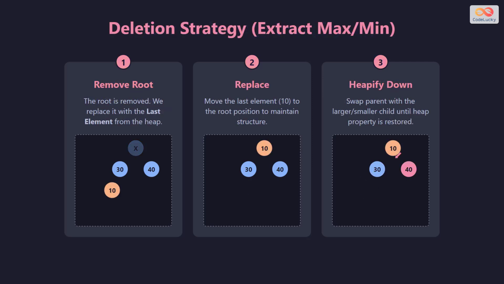Removing the top element, often called extract max or extract min, is slightly trickier. We remove the root and then fill the hole by moving the very last element of the heap to the root position. This breaks the heap property, so we perform heapify down, swapping the parent with its children until it finds its correct spot.